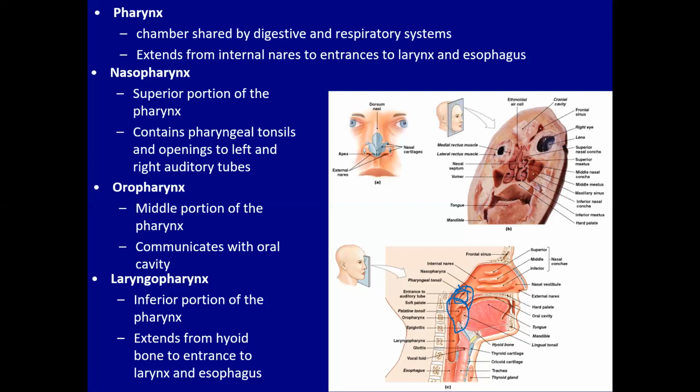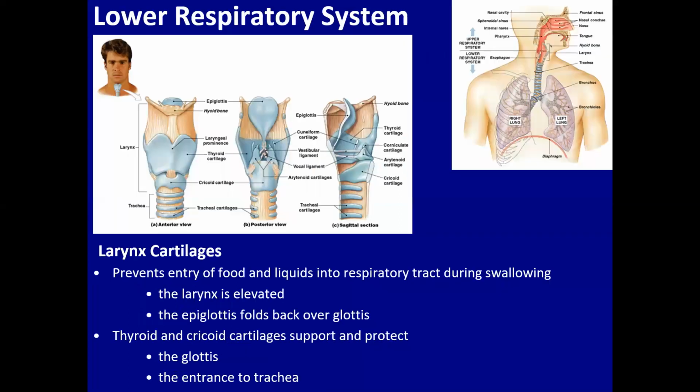The oropharynx is the middle portion, and it communicates with the oral cavity. Let me move some of my markings here. All right, so here's your oropharynx that is in this area right here. Your laryngopharynx, which is below, which is this area right here, goes from your hyoid bone, which is right here, to the entrance of the larynx and the esophagus, right? So essentially to right about here. All right, that was your upper respiratory system.